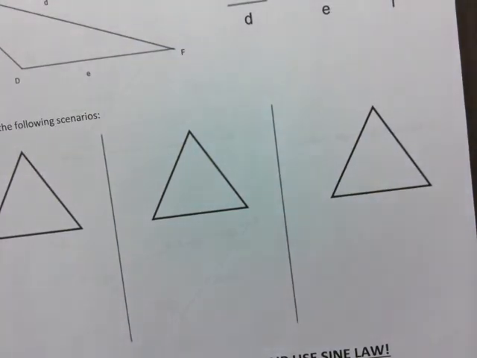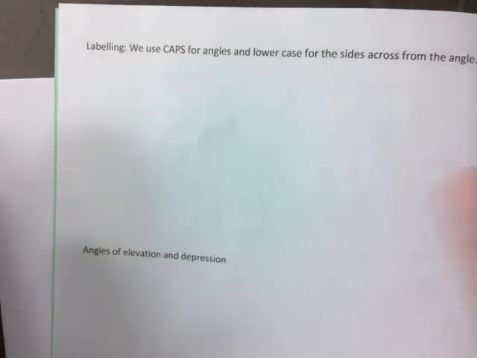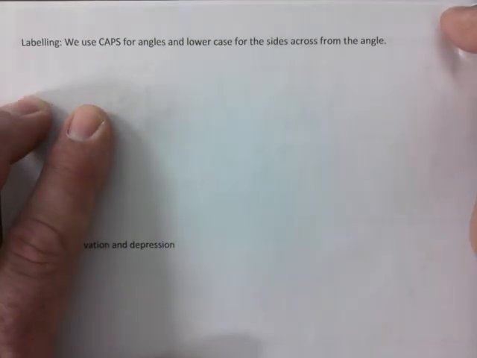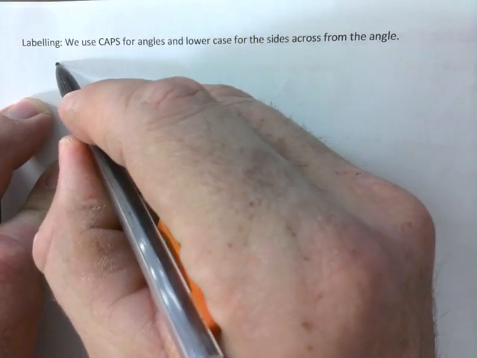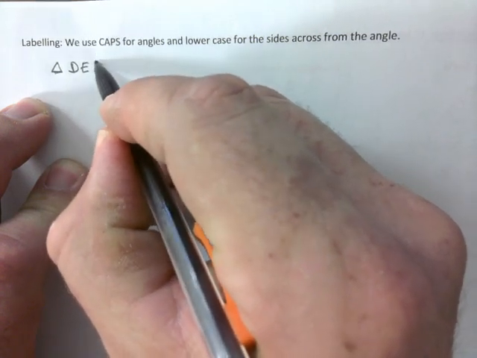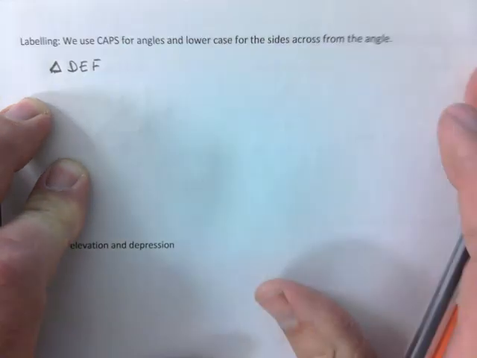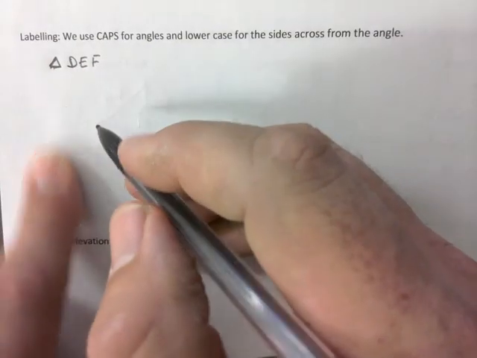We're about to start the actual lesson on sine law. Here it is. Some labeling tips. This is on page 3. We use caps for angles and lowercase for sides across the angle. So watch this, guys. If I ever tell you, draw a triangle DEF and label it accordingly, it's not an angle, right? It says triangle. This is what you're going to do.